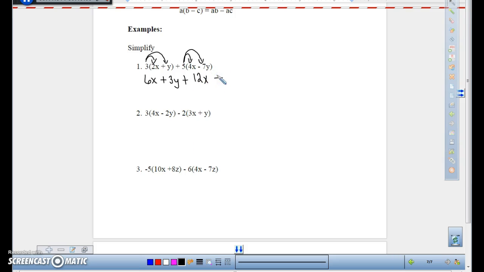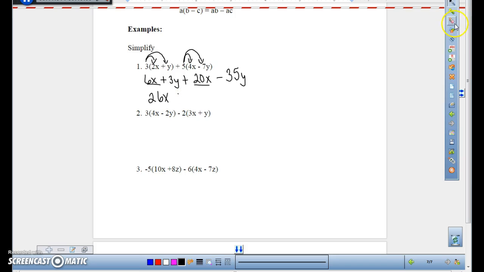So we have 12x. No, we don't, because 5 times 4 is not 12. Let's change that. See, everybody makes mistakes there. 20x minus 35y. Then you have to combine like terms. So you have 6x and 20x. So you have 26x.